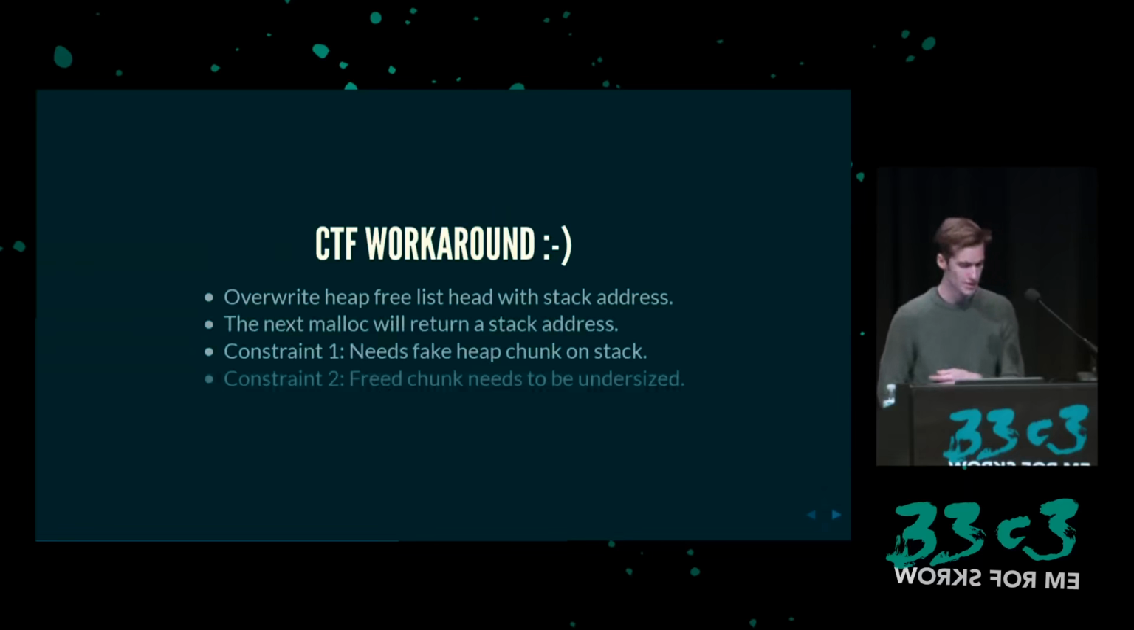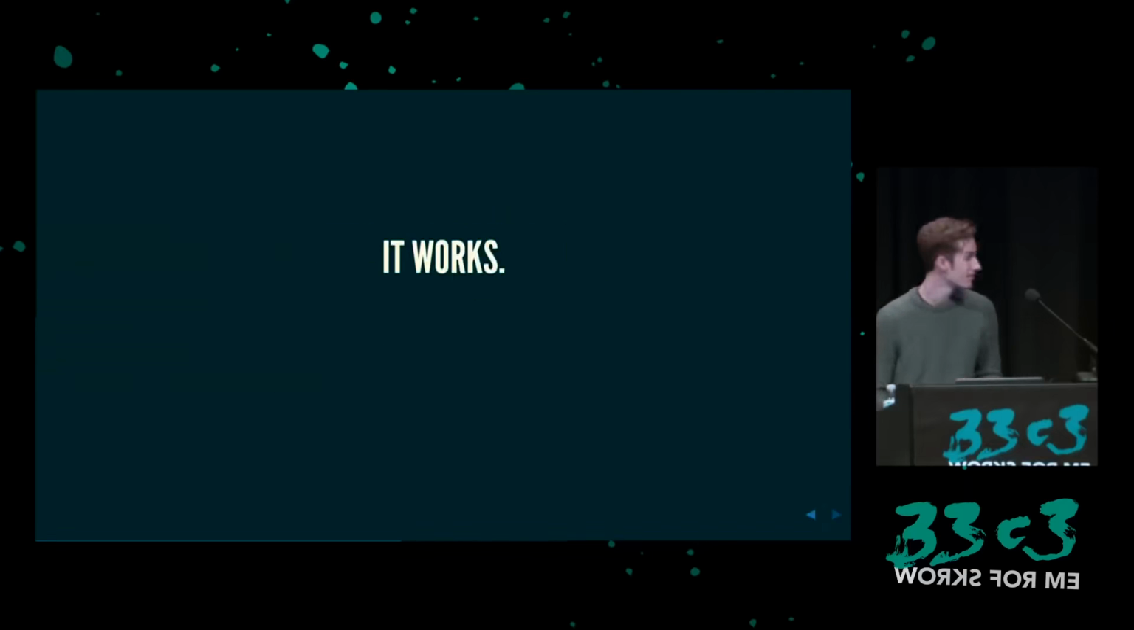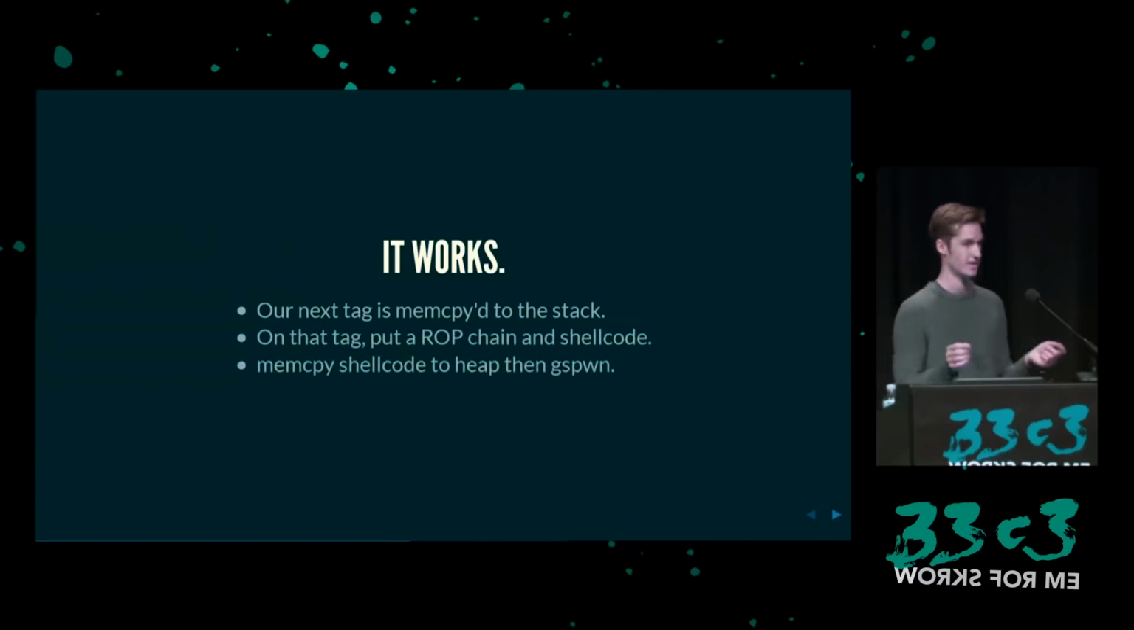So there's a couple of constraints on this. The first one's really normal, like every pivot to stack heap thing. You have to make sure that you have a heap chunk on the stack. And luckily, this is actually pretty easy because all you need is a size followed by 2 null pointers representing next and previous. So when malloc goes to look there, it sees the size is big enough, and nothing else is in the queue, so we'll just return this. And then this worked. So we memcopy the next tag to the stack, and we just specify that size, and malloc reads it in for us.